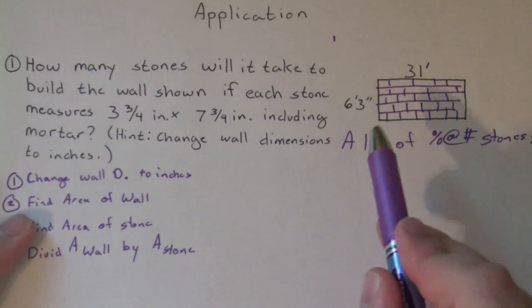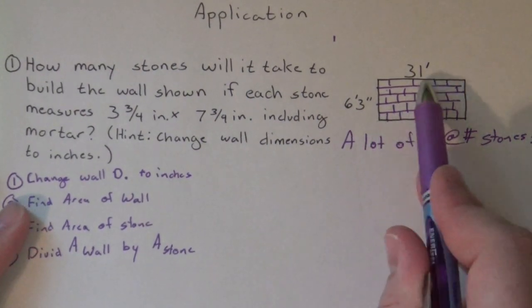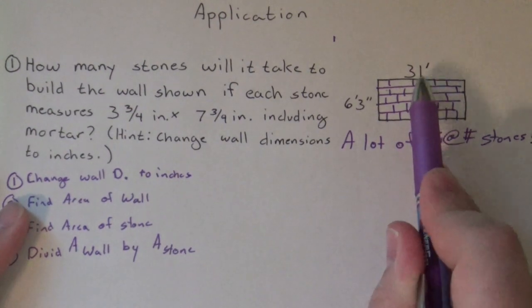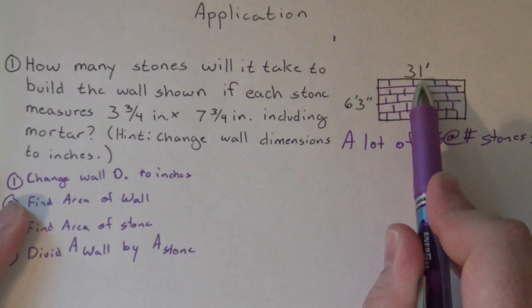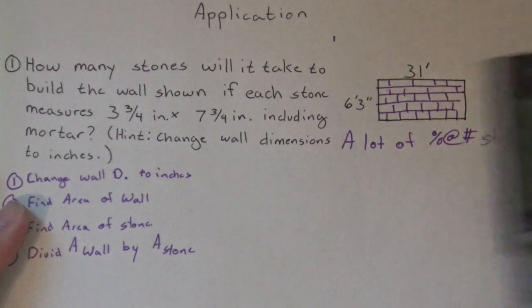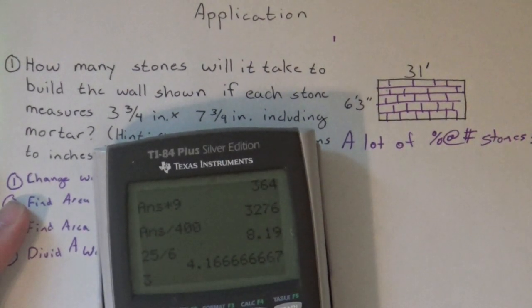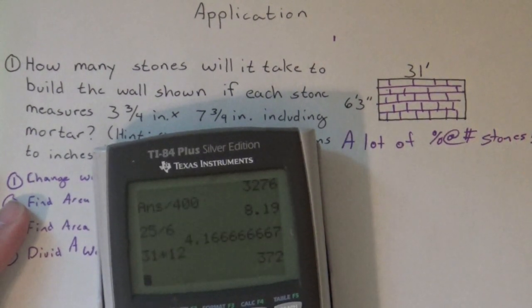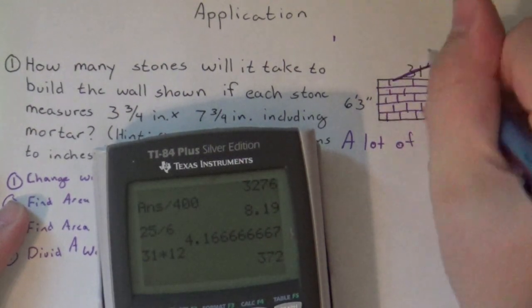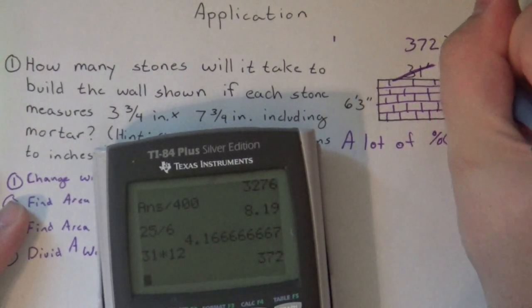Let's look up here. It's telling me to change the wall dimensions to inches. Well, first off, this says 31 feet. How many inches are always in a foot? 12. So what we're going to do is say 31 times 12. We're converting. And we find out that this has 372 inches.